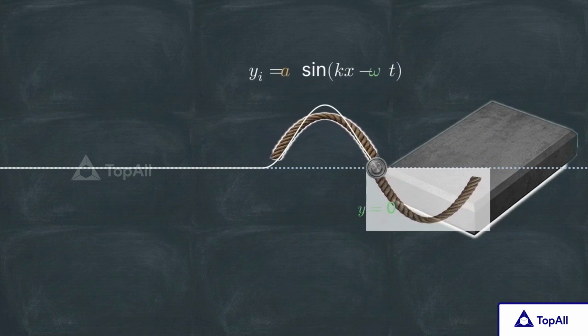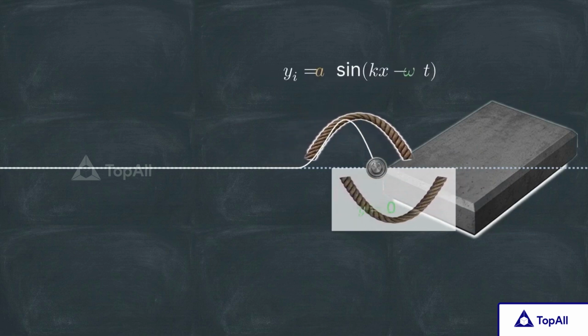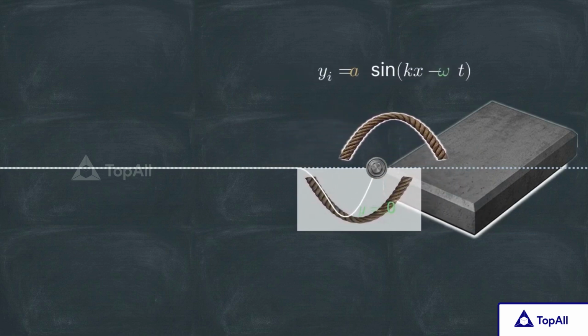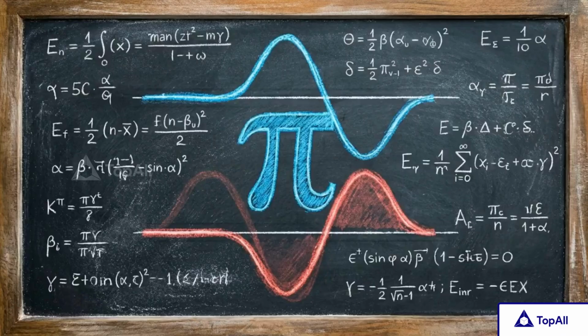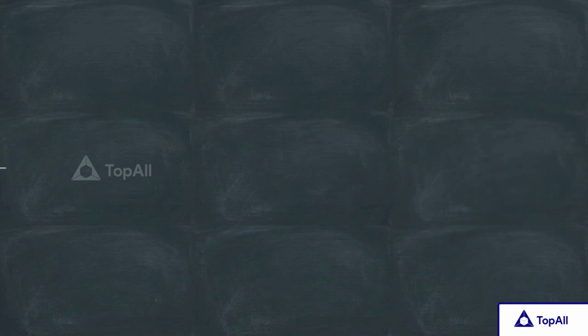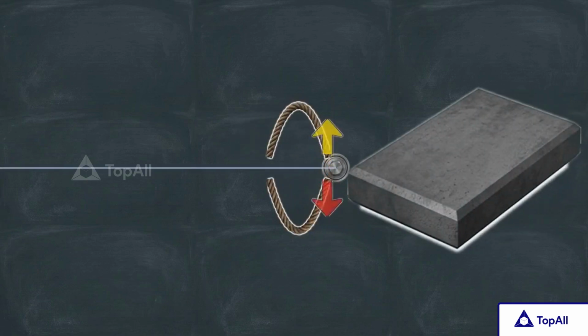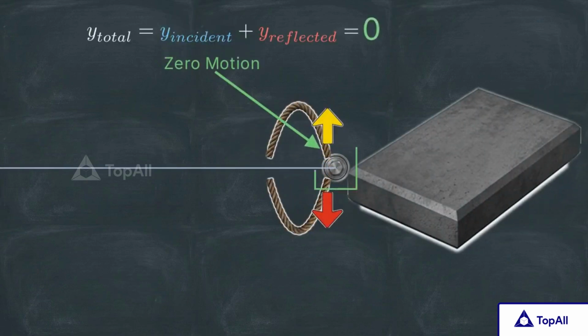As the blue incident wave and the red reflected wave meet at the boundary, their amplitudes add together and perfectly cancel each other out to 0. This geometric shift is called a phase reversal of pi radians, or 180 degrees. It is the only physical way to satisfy the wall's absolute requirement for 0 motion.